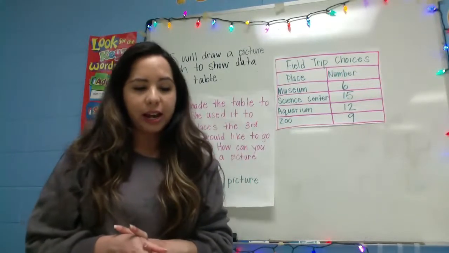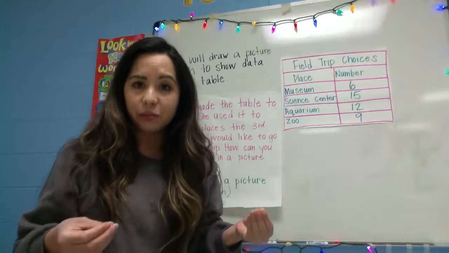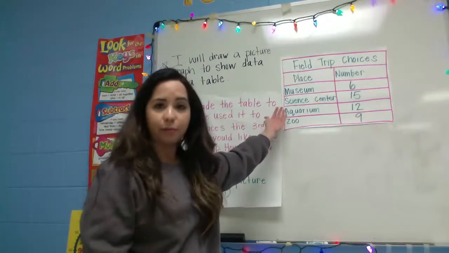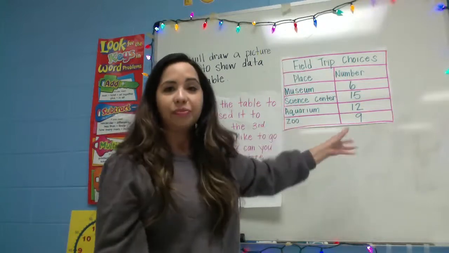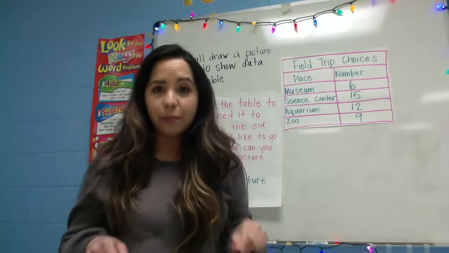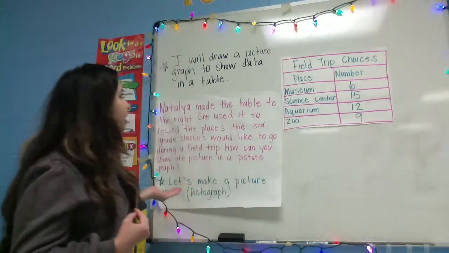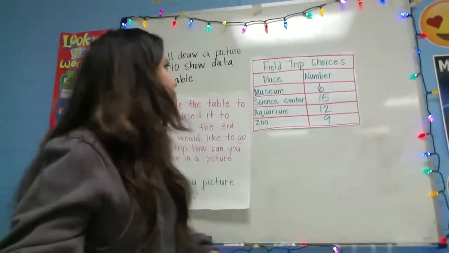All right, so today basically we're going to look at data. We're going to look at information that is already in a table just like this, and then we're going to use that information and put it into a pictograph, a picture graph, okay? So the objective basically says we will draw a picture graph, and that's what we're going to do. So let's look at our first example.